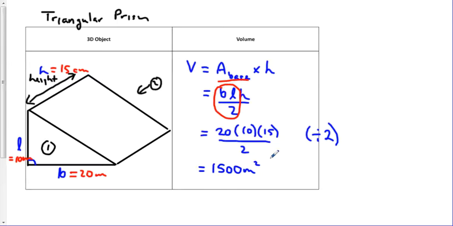So that's the volume of a second type of prism, and it's really easy to use if you have the height of the prism and then the triangle base. Just find the area of base times length times height divided by 2.